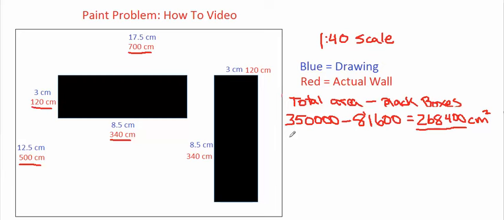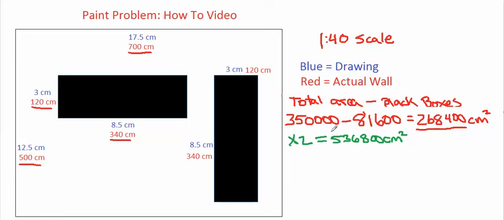So I need to multiply that by 2. So I'm going to take my 268 times 2, because I have to do 2 coats. And when I do that, it shows on my calculator that I'm going to have to paint 536,800 square centimeters of total wall since I'm doing it twice.